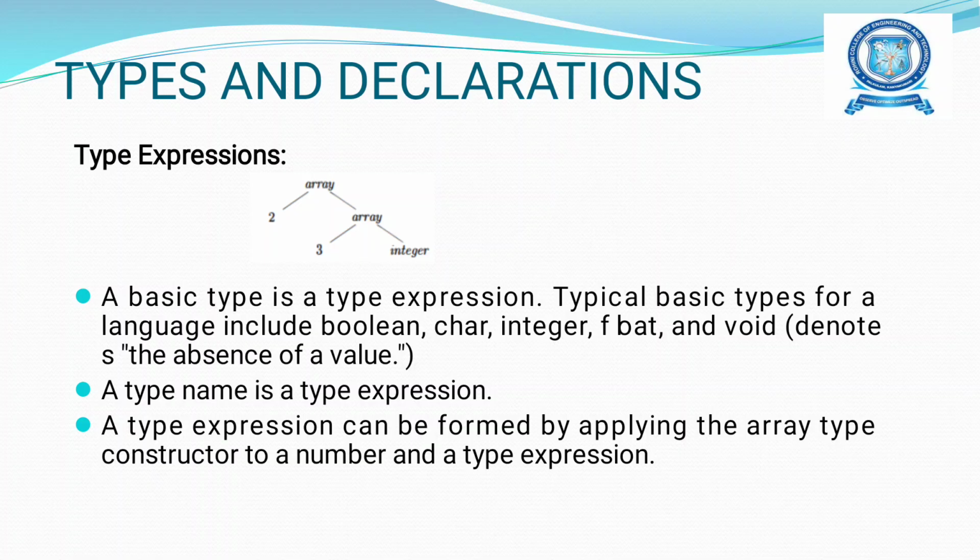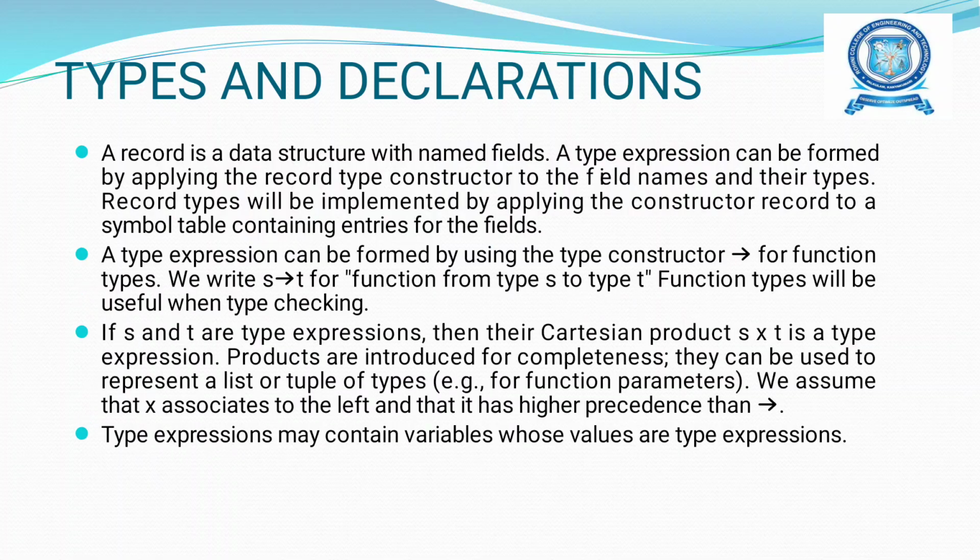Type expressions can be formed by applying the array type constructor to a number of elements and a type expression. A record, a data structure with named fields, is defined in the types and declarations. Type expressions can be formed by applying the record type constructor to the field names and their types. For function types, we write S → T for functions from type S to type T. So function types are useful in type checking.